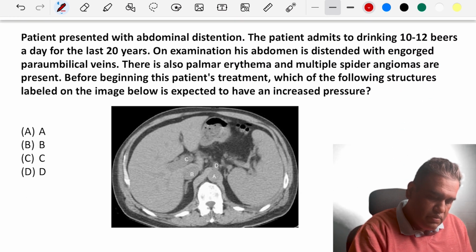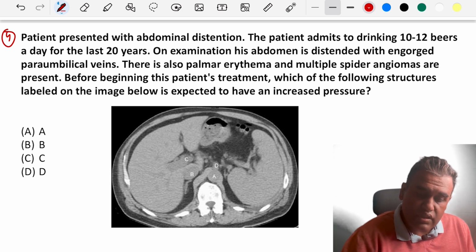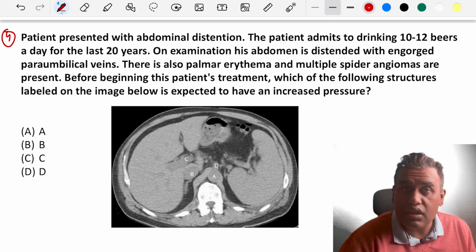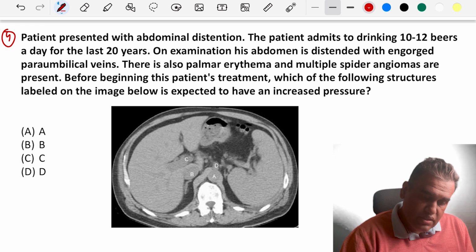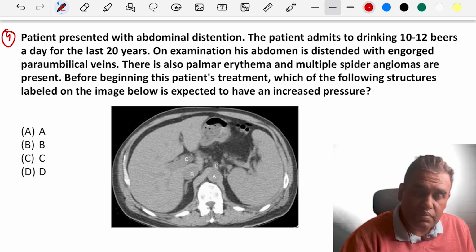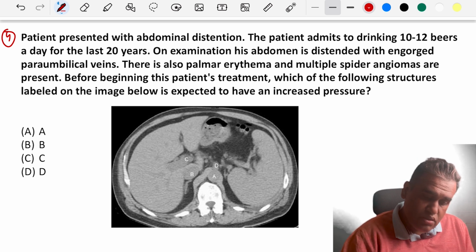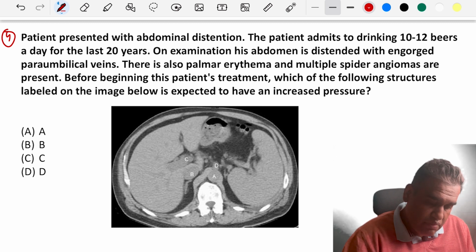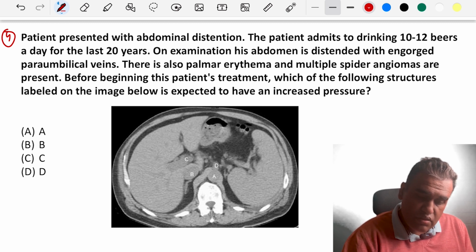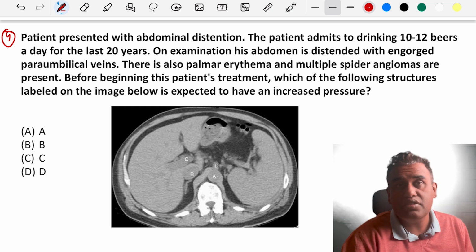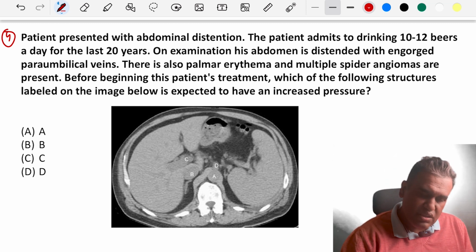A patient presented with abdominal distension. The patient admits to drinking 10 to 12 beers a day for the last 20 years. On examination, his abdomen is distended with engorged paraumbilical veins. Think about the organ. There is also palmar erythema and multiple spider angiomas. Before beginning the patient's treatment, which of the following structures labeled on the image below is expected to have an increased pressure? This whole is liver.